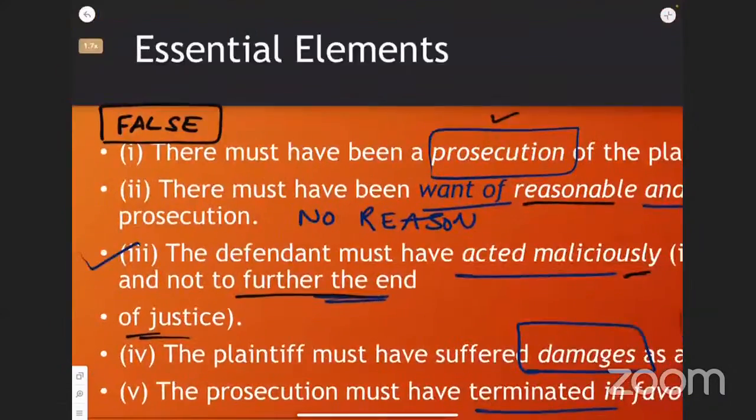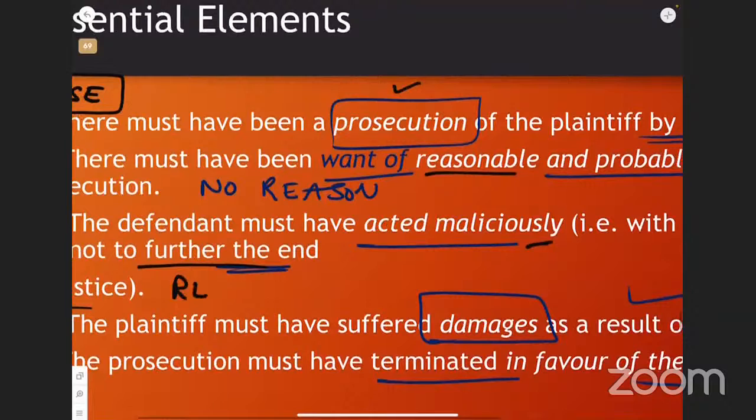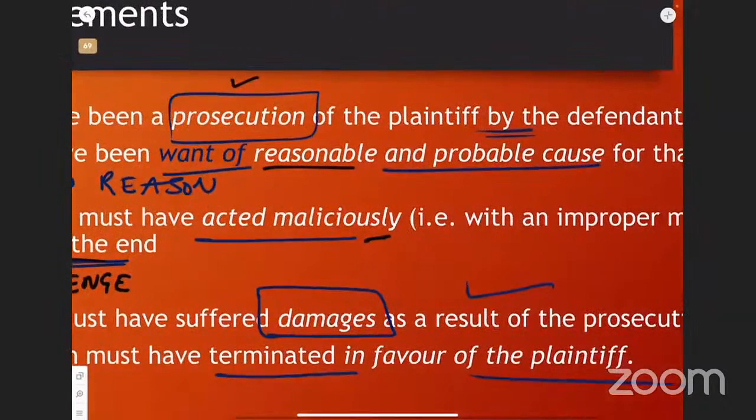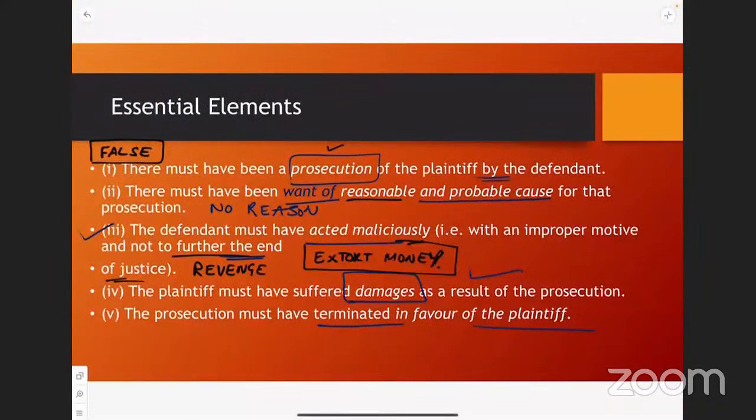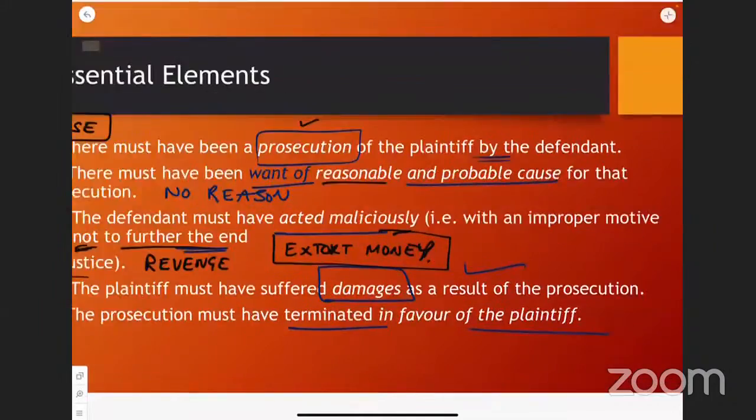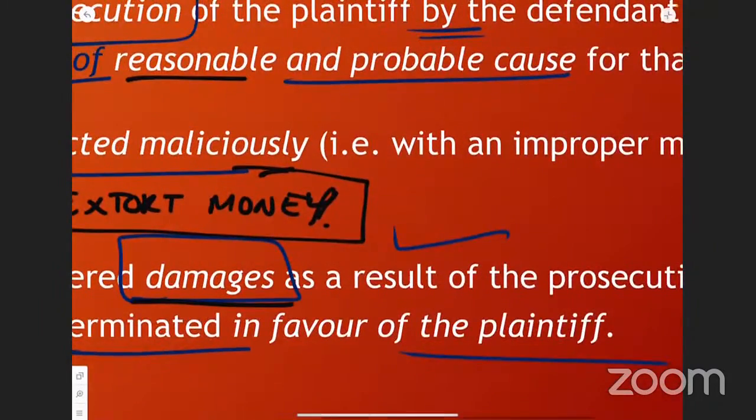So that means, for example, revenge or you want to extort money, you say, if you give me so much money, I will remove the case against you, though there is absolutely no substance in the case. So the defendant must have acted maliciously with the improper motive, that is not to further the end of justice. Plaintiff must have suffered damages because of this false case.